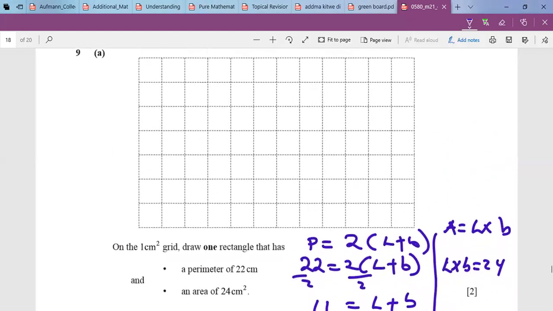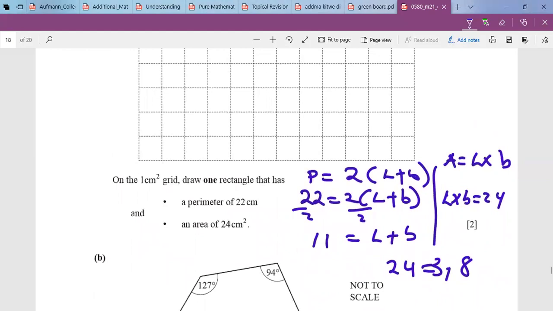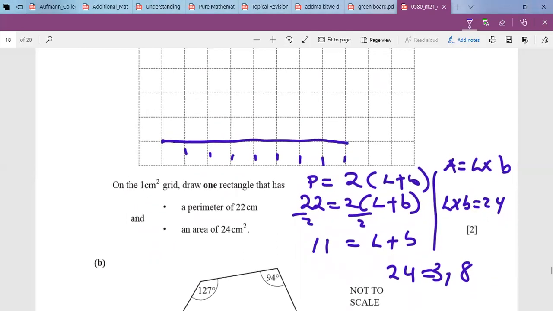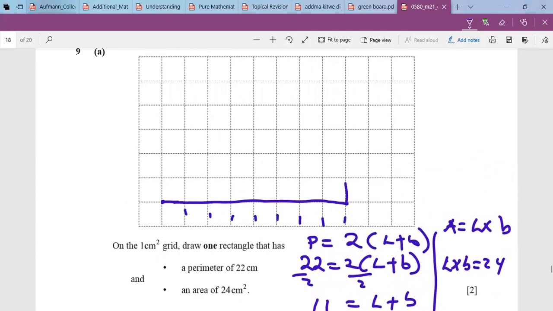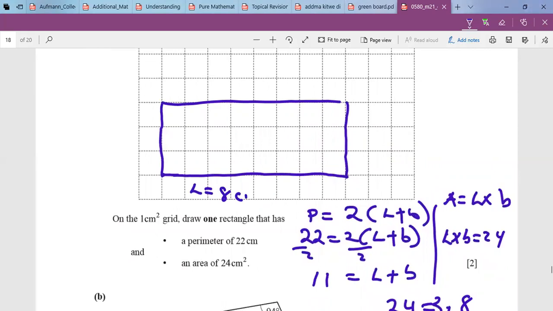So to draw the rectangle, you can start from any point, maybe this point. So our length is 8. So I got 1, 2, 3, 4, 5, 6, 7, 8. Then our breadth is 3. So 1, 2, 3. And that is our rectangle. So our length is 8 centimeters. Our breadth is 3 centimeters. Then we are done.